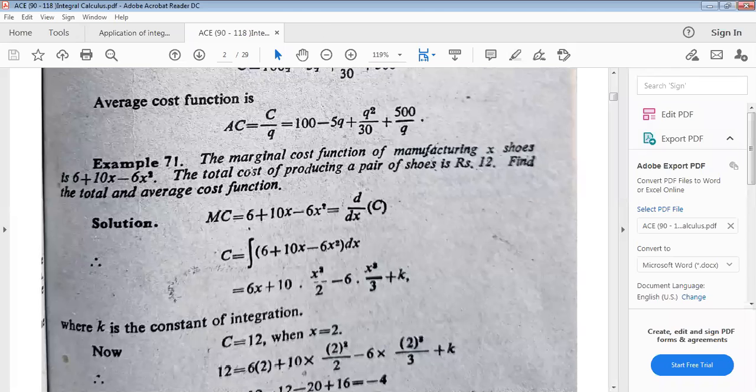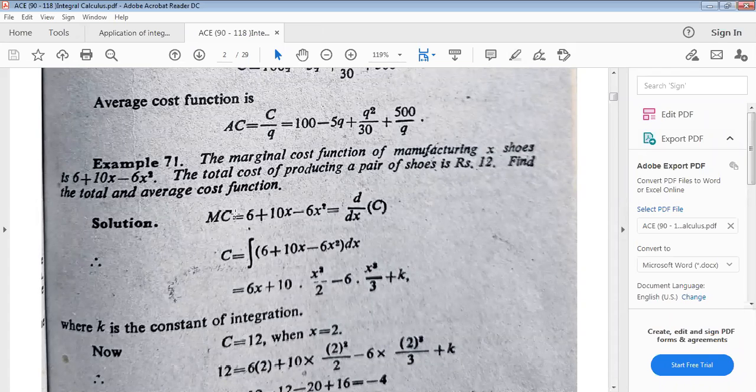Next, example 71. The marginal cost function of a manufacturer in x shoes is this. This is actually a shoe company, number of units x, that means output. The function given is the marginal cost. The cost of producing a pair of shoes is 12 taka. Find out the total and average cost.